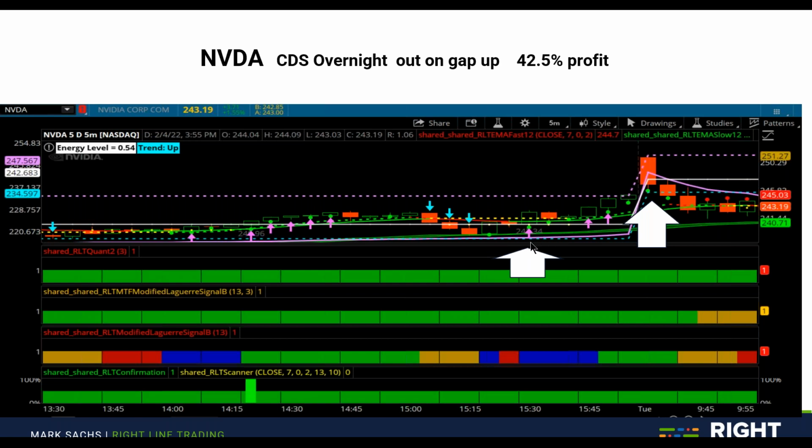This was on NVIDIA. Again, I had buys here. It's moving sideways, but I had a nice setup on the daily as well. It was coming from a fairly low point. But anyway, it moved down here, and I did a CDS on this. I kept it overnight, and this was the pop in the morning. Everything was green, then it fell down. But in the morning, I got out at 42.5% profit as it popped up to the resistance level there.